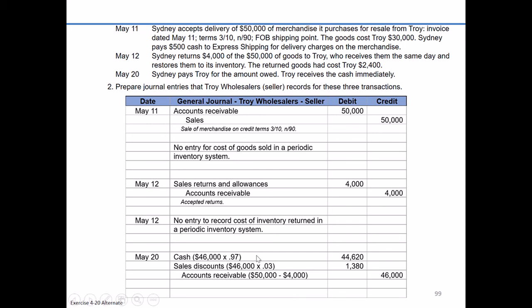We can also calculate that a different way. If there's a 3% discount, that means that 97% of the cash was ultimately received. So we can take 97%, or 0.97 times our 46,000, also to get an increase to cash of $44,620.